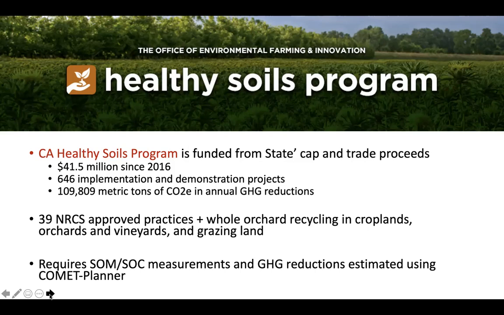There are some levels of measurements or modeling included in both the implementation and the demonstration projects. But because this is funded from the state's cap and trade program, it's really carbon focused. So to have an implementation or demonstration project, they have to use the COMET-Planner tool, which is a model that estimates greenhouse gas reduction with the application of one of those approved practices. And it also requires some level of soil organic matter or soil organic carbon direct measurements.